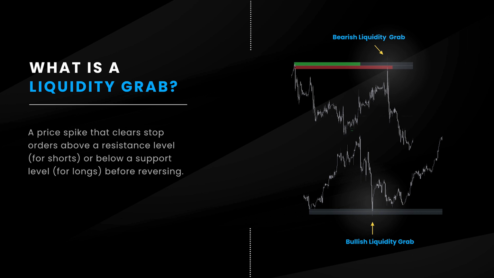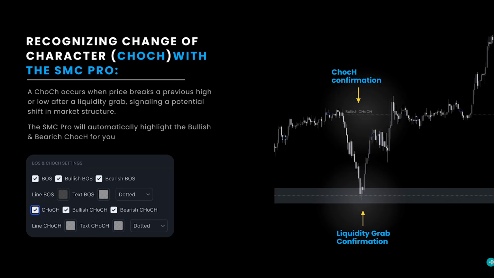You want to look out for those types of liquidity grabs, right? You want to have that confirmation first, and then we're going to move on to the change of character confirmation. With the change of character confirmation, the SMC Pro indicator does exactly that, where it shows you exactly when there is a bullish change of character and a bearish change of character. So a change of character occurs when price breaks a previous high or low after a liquidity grab, signaling a potential shift in market structure.